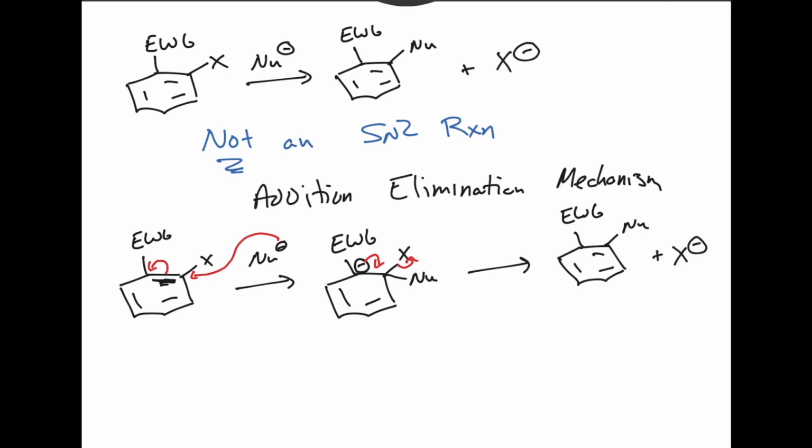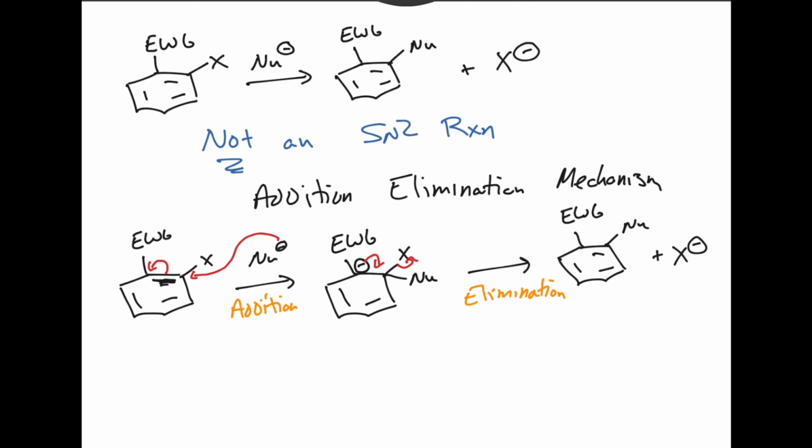And the halide leaves. So step one is the addition. Step two is the elimination. The elimination is similar to when we did elimination reactions like E1 and E2 reactions in organic 1, right? Where you pull off your hydrogen and the electrons in the carbon-hydrogen bond fall down and push off your halide. This is similar, right? I've got this negative charge, it falls down to make a double bond and pushes the halide off in the process.